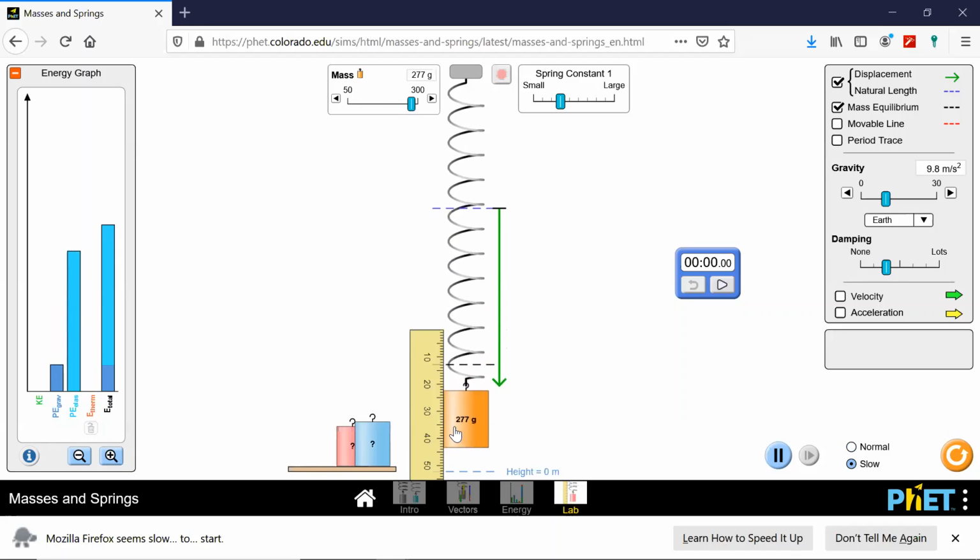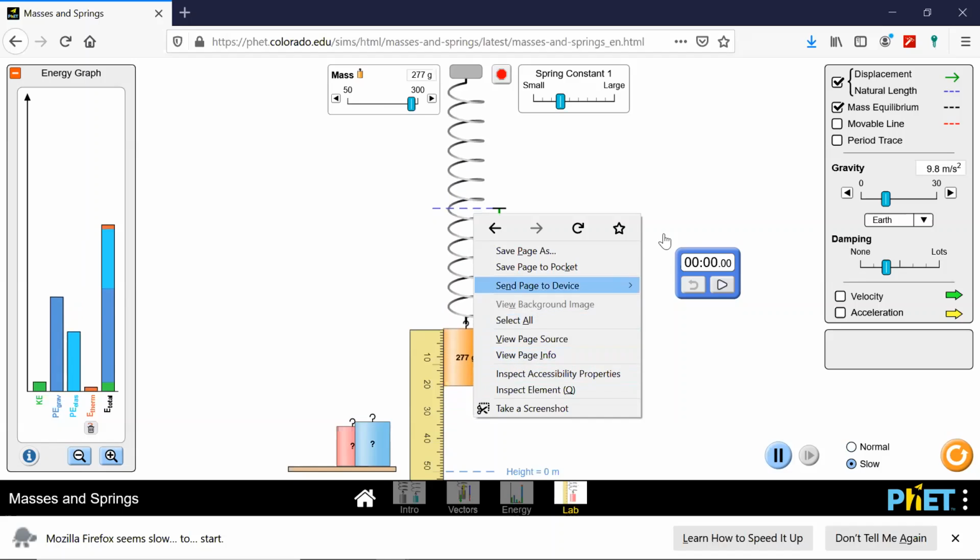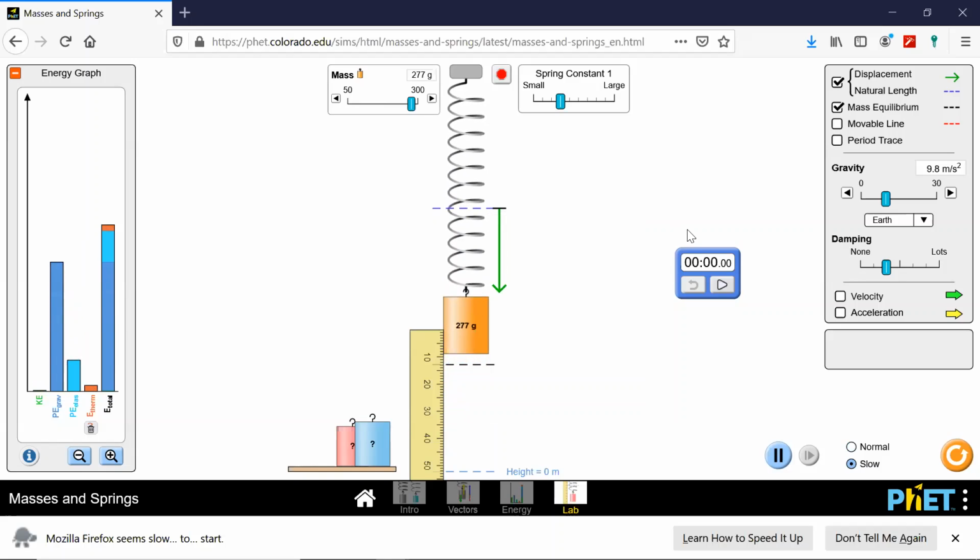20, so everything is slowed down. And here's my stopwatch, and I measure.